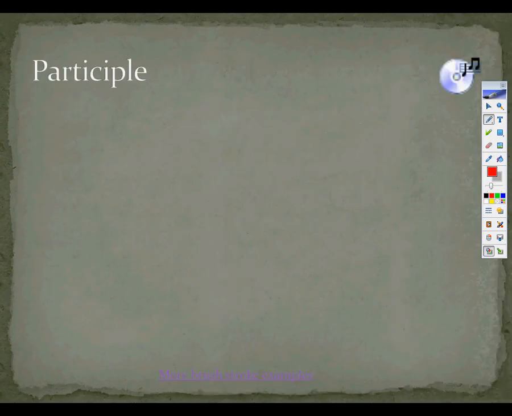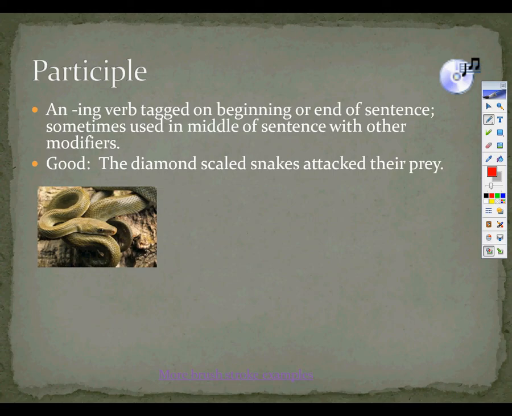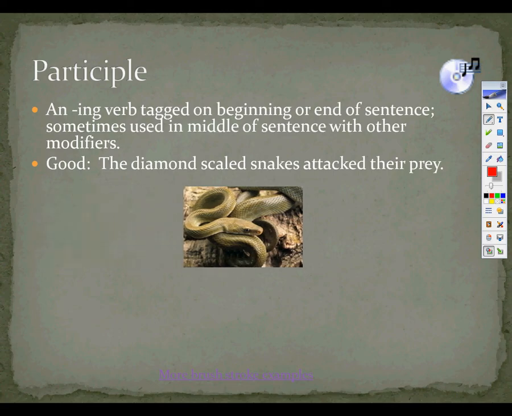So let's talk about participles. A participle is basically a verb that looks like a verb but acts like an adjective. What does it do, or how does it function, in the sentence? Well, let's take a look at this sentence. The diamond-scaled snakes attack their prey.